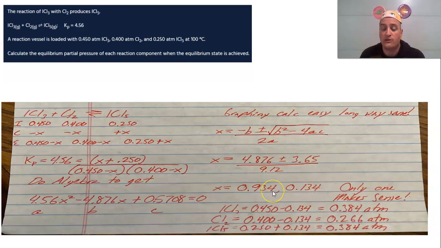Okay, that's true with any quadratic equation, right? However, only one of them is going to make sense. Okay, we look at our first one, 0.934. Looking at me throwing it back into the equation, there's no way I can use more than I've ever had. So I know that doesn't make sense. A smaller value? Yeah, I can use less than everything that's present. So that's the only one that's going to make sense. I plug it into my equilibrium values and get my answer.